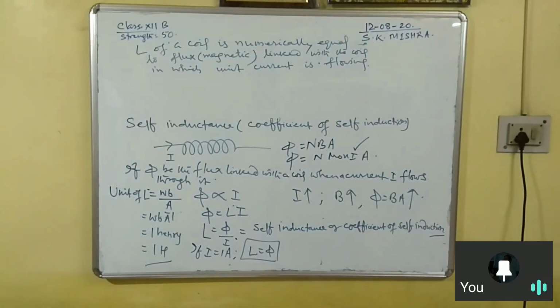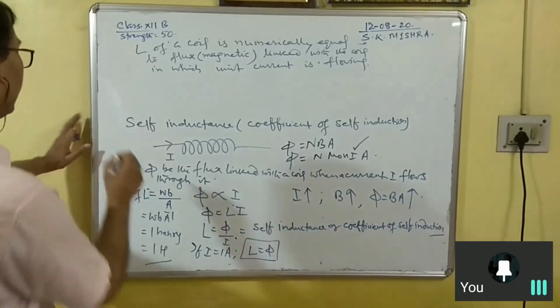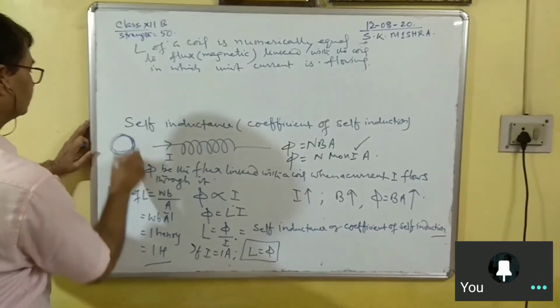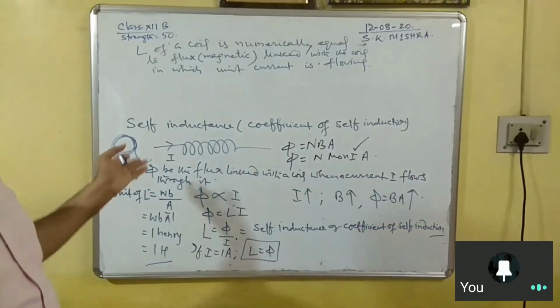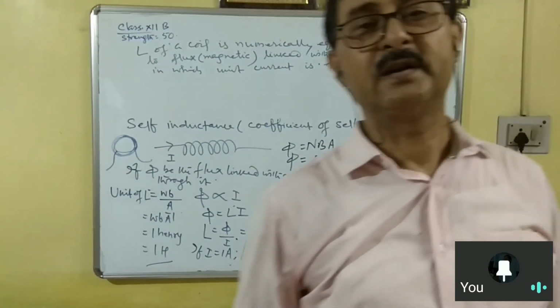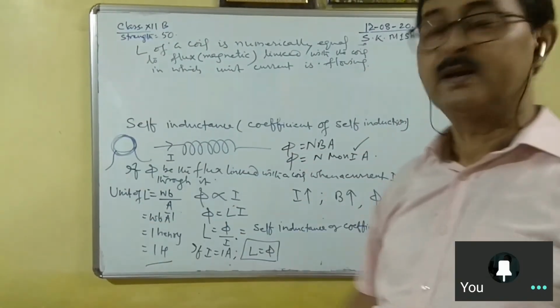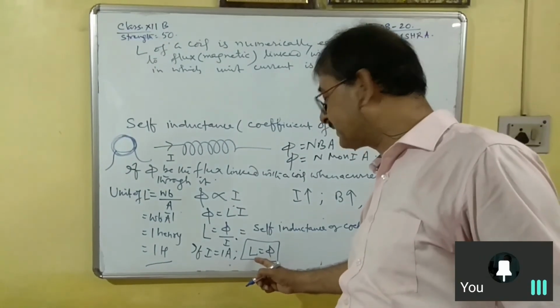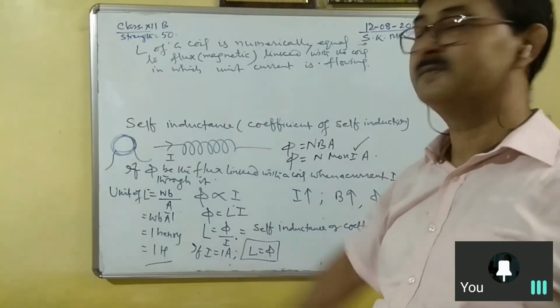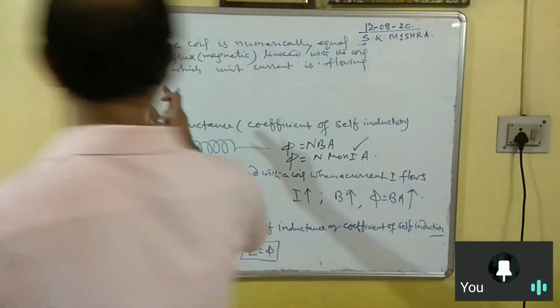So what is the magnetic flux? If you allow 1 ampere current to pass through the solenoid or coil, any coil, now see the total magnetic flux linked with the coil. That total flux is nothing but the self-inductance of the coil. Now you can define it some other way also.